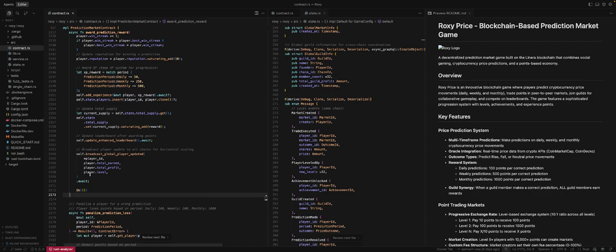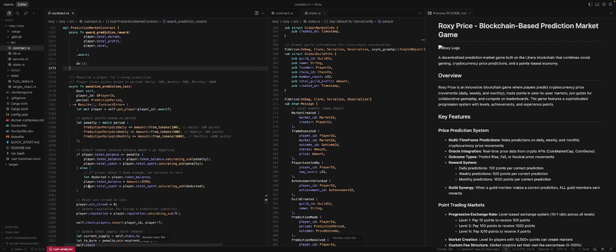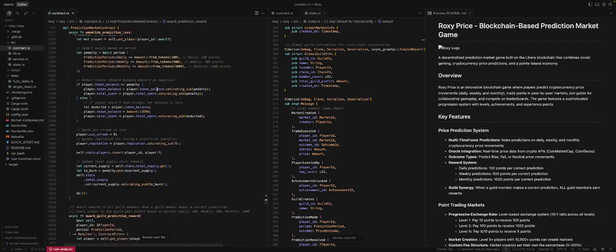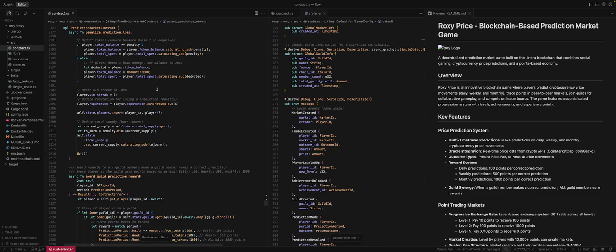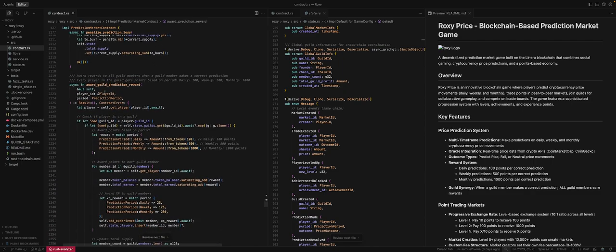That is basically all the players on their own micro chain that is interacting with Roxy. Whenever you have a wrong prediction, the player is penalized: you're going to be deducted 100, 500, and 1000. So it's just the opposite of awarding. This is basically what you just did. And award guild prediction reward.